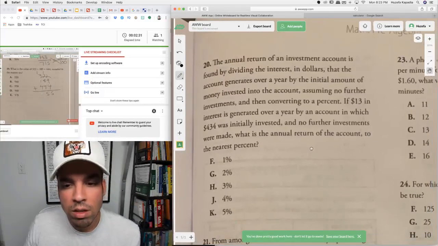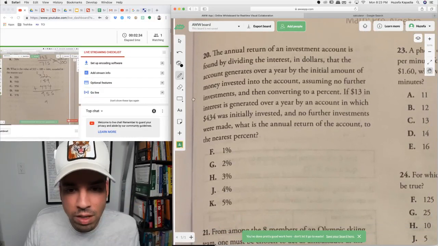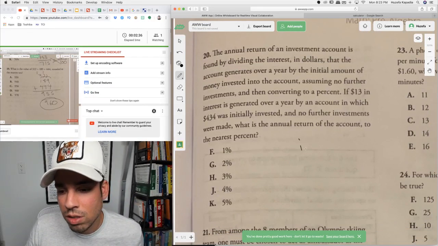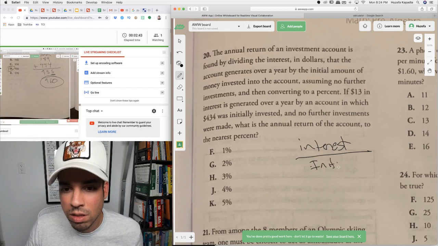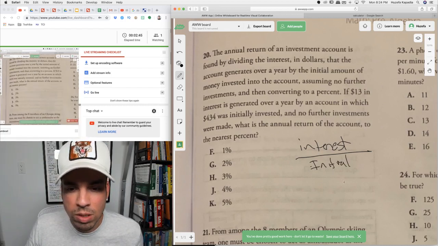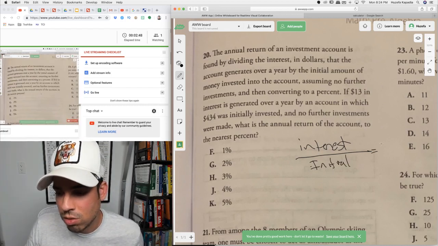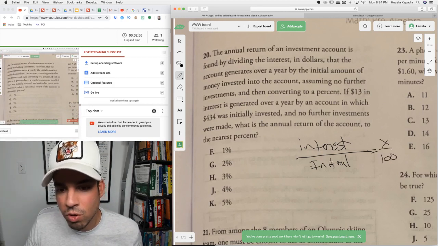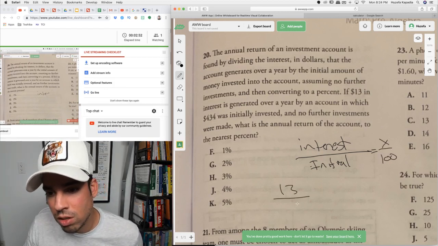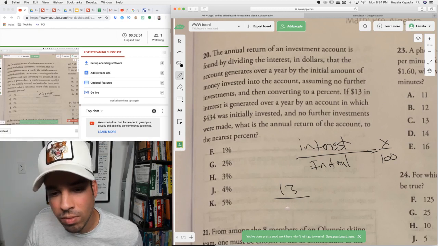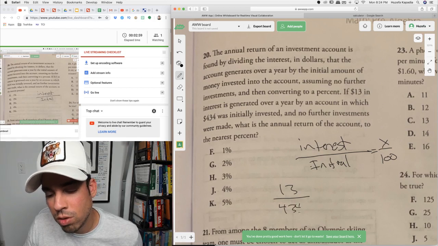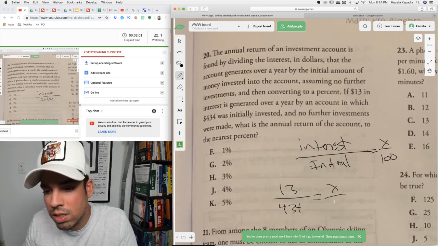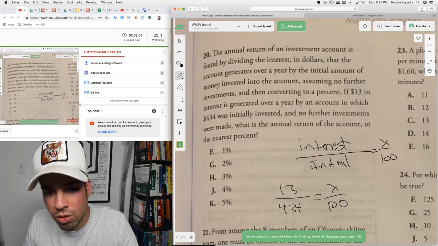Okay, next. The annual return of an investment account is found by dividing the interest in dollars that it garners over a year by the initial amount of money invested in the account, assuming no further investments, and then converting to a percent. Same thing, so I'm setting it up like this. If $13 of interest is generated over a year by an account in which $434 was initially invested, what is the annual return of the account to the nearest percent?